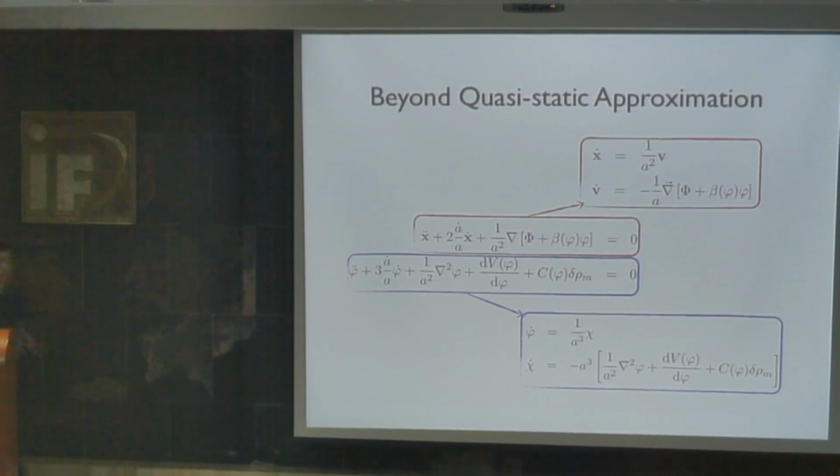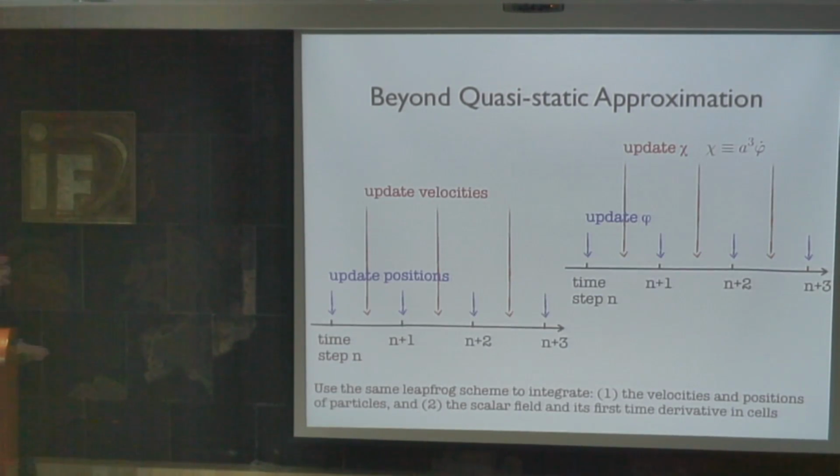So this is an explicit time integration scheme, and you can use even the same time stepping scheme like leapfrog. You update positions at full time steps, and you update velocities at half time steps. Similarly, for this scalar field, you update the scalar field itself at full time steps, while you update its first derivative, the new variable chi, at half time steps. The only difference is that particles can be anywhere in the box, while for the scalar field, you only do this at the centers of the cells. But that is trivial.